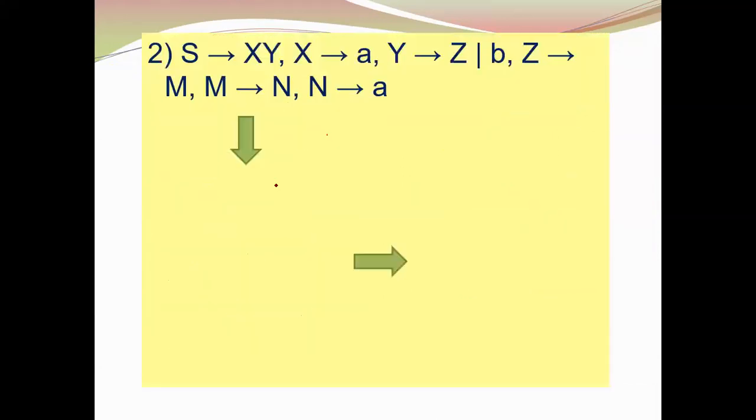Please try this example, make a note. The sixth hour is also TOC. Please make a note and come with the answer. This is a problem to remove the unit production. S tends to xy, x tends to a, y tends to z or b, z tends to m, m tends to n, n tends to a. In that, please remove the unit production.